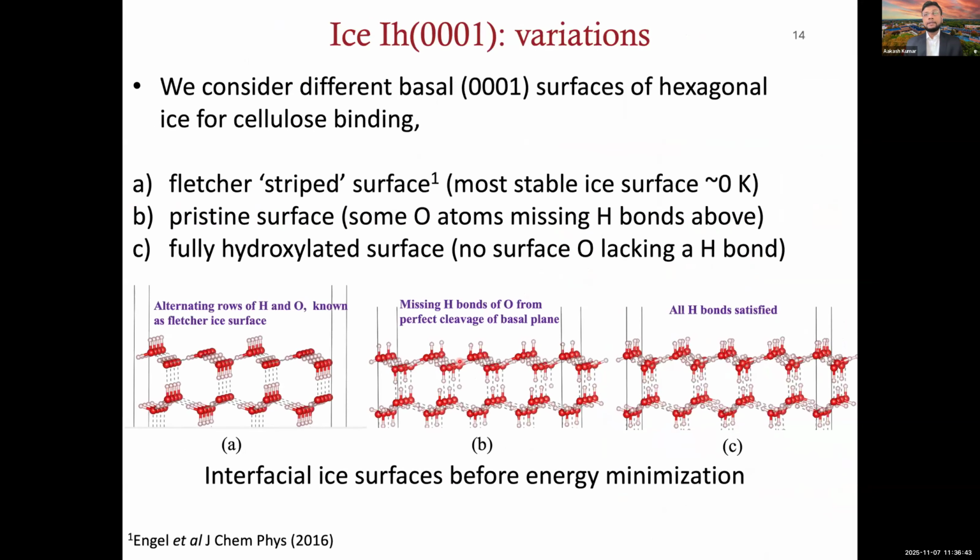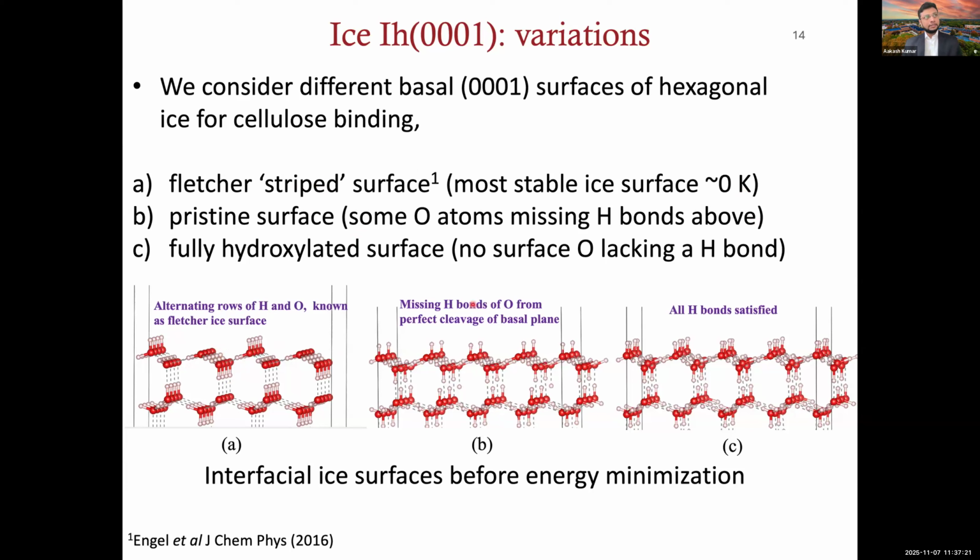So once we have that expression set up, we also want to include many different types of variations. The basal surface of ice has also received a lot of attention in the literature. The most stable surface is known as the Fletcher surface, and it's a striped surface where you have alternating rows of oxygen and hydrogen. That is known to be the most stable until you get to about 32 Kelvin, when the disorder takes over, and then you lose that really nice alternating row pattern.